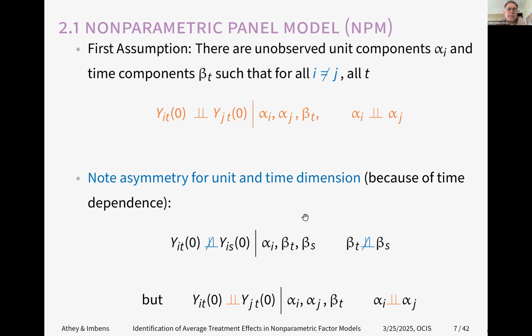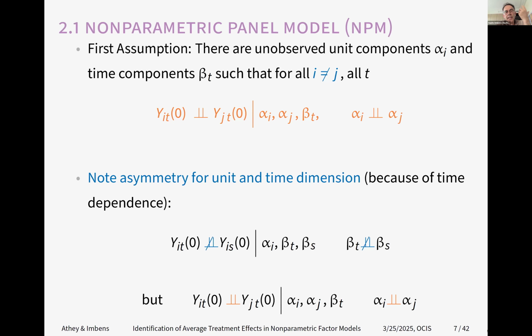So what do we want to do here? I'm going to formulate this assumption in a couple of different ways. The first key assumption is that there are some unobserved unit components, alpha, and some unobserved time components, beta, such that different units, units i and j in this case, observed at the same time, time t, are independent of each other, conditional on those unobserved components, and in particular conditional on beta_t.